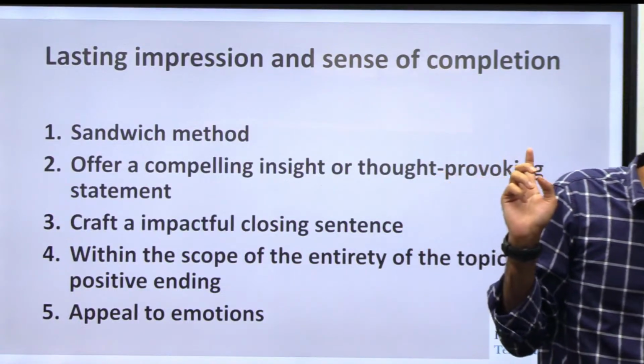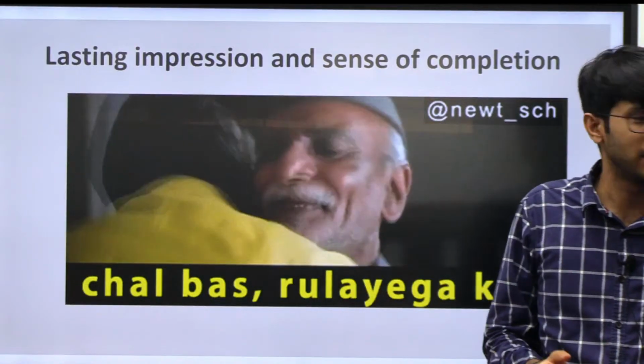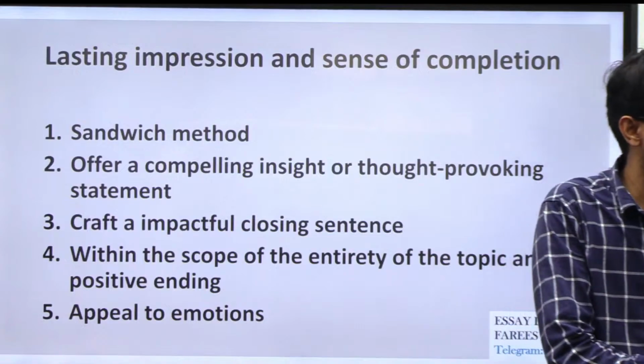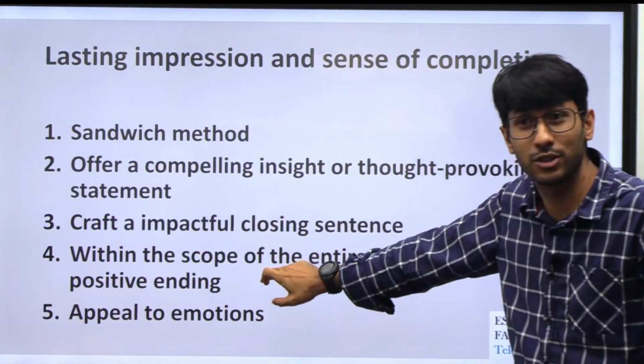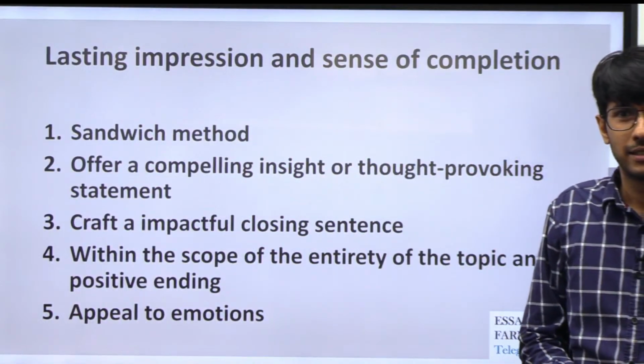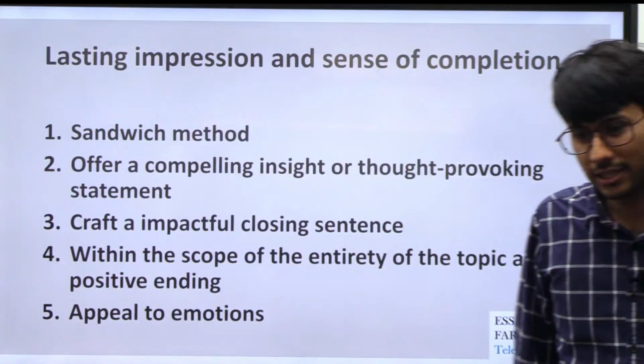Because if you have to make somebody feel like this, you have to practice, right? You have to appeal to the emotions while being in the scope of the topic. Because there are a lot of constraints here. You have to be in the scope of the topic. You have to be very impactful. You have to offer something compelling, right? So that will help. Okay. So take on lasting impression and sense of completion.